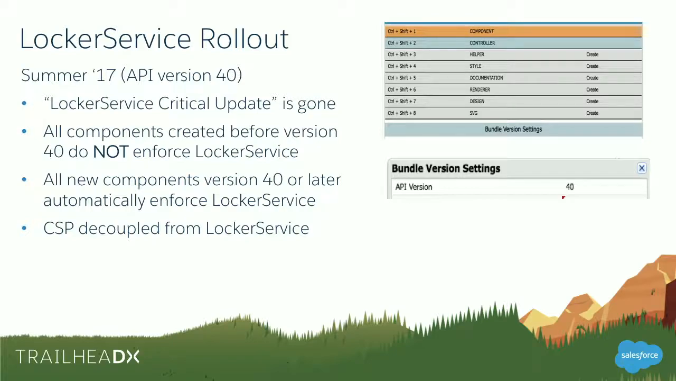This gives you control. Yes, it definitely makes sense from a security perspective to move your components to version 40 once they're tested and ready, but at the same time you control when you're ready to make sure they function properly. By updating the API version in the dev console, as in this screenshot, you simply go into the bundle version settings, and there's the API version that can be set and changed on the component itself. By doing that, that will set it up.